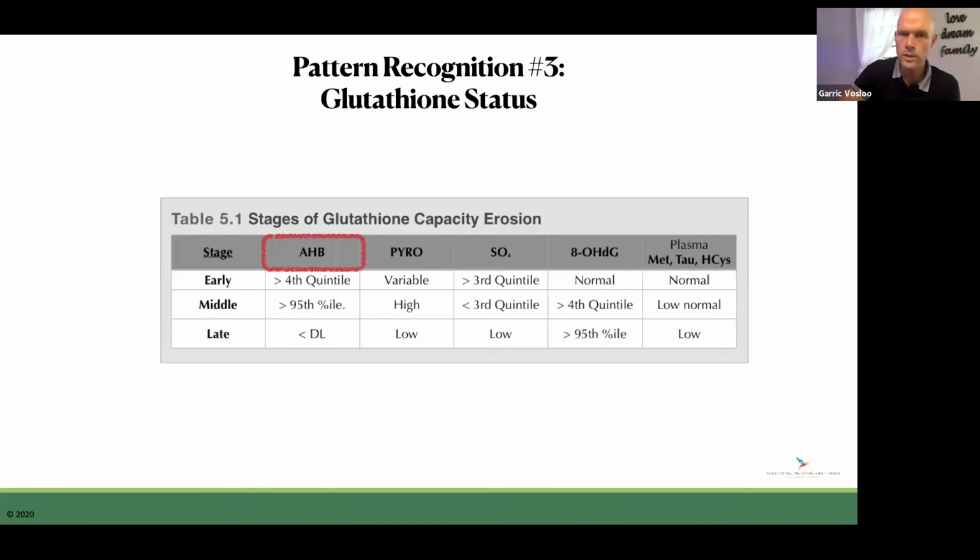Now, we do need to also look at pyroglutamate, and this can vary. So although this algorithm tells us it can be variable, then it goes high and then to the low status in the late phase of glutathione depletion, I have seen this kind of vary. Sulfate, generally with the late phase, is going to be on that low end. And again, we may be working through a paradigm.